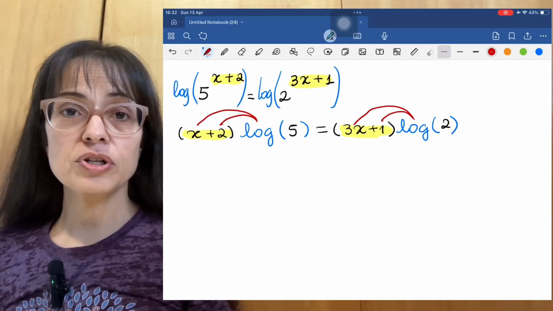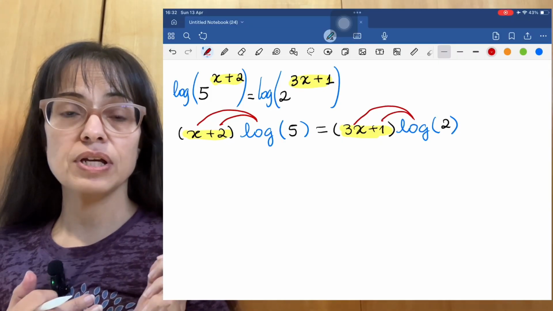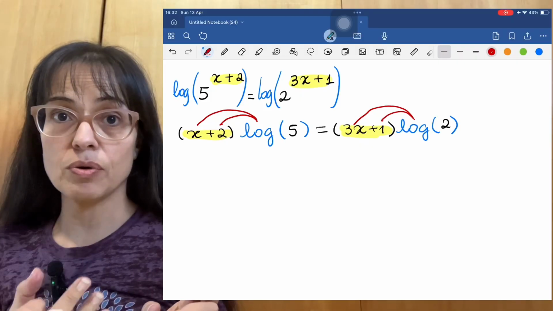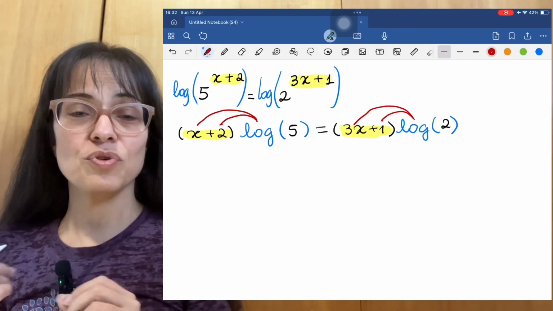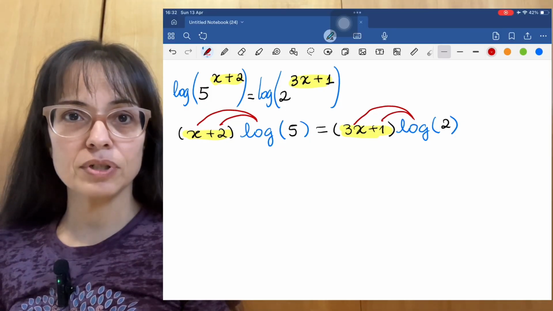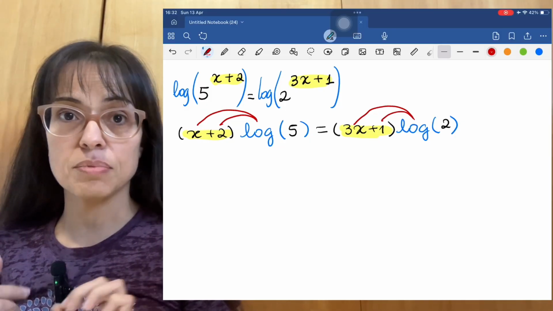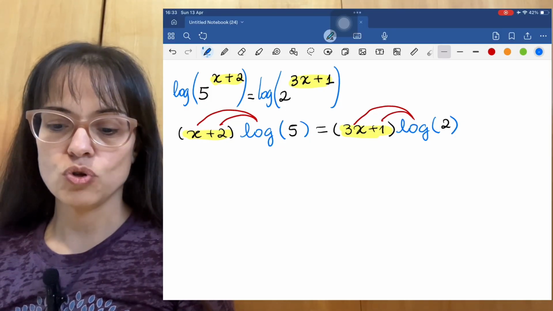But either way, what we're going to get is on the left side, a term with x and a term without x. And on the right side, a term with x and a term without x. That's exactly what a linear equation is. So it is the same thing. Although we get a little bit of a choice here, right?